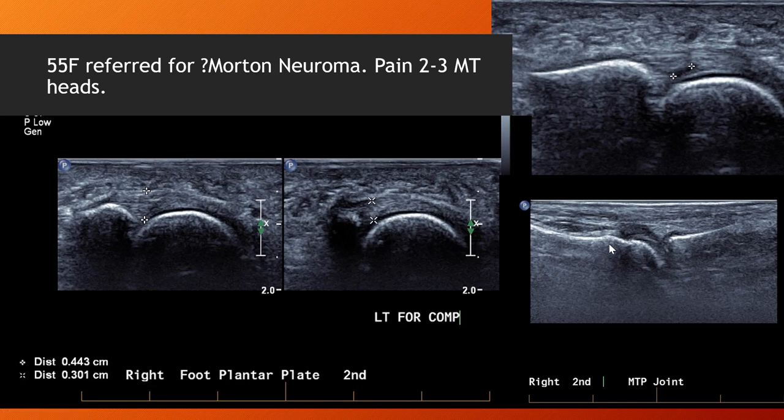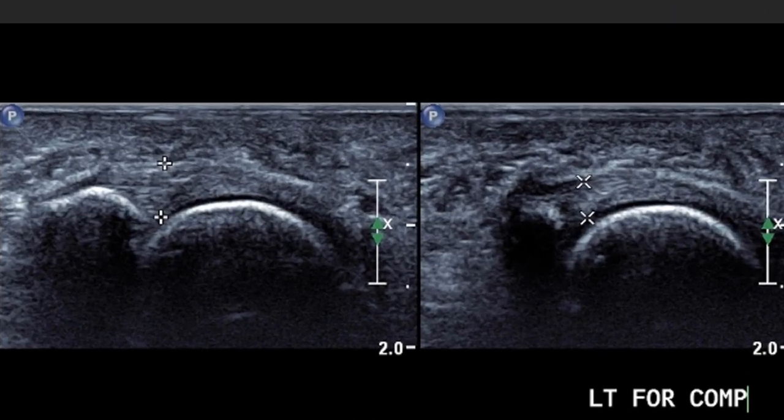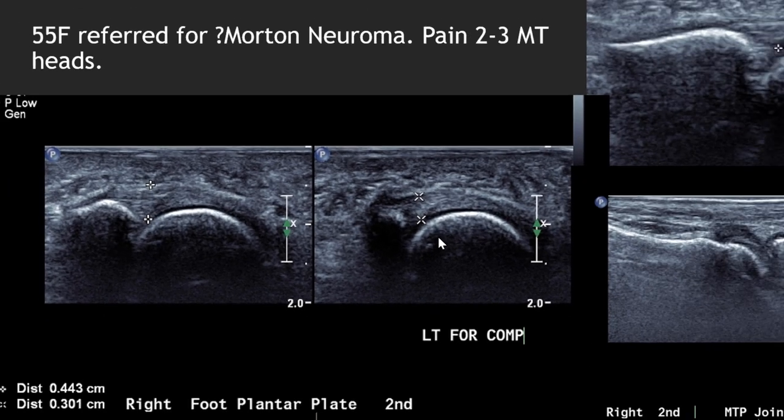So commonly the symptoms of plantar plate disruption and Morton's neuroma will overlap. In this case, a 55-year-old female was referred for the question of whether there was a Morton's neuroma with pain at the second and third metatarsal heads. So using a plantar approach and a sagittal image here with a linear 17 or 18 megahertz probe, there were these comparative images obtained. So you can see this was the right foot and the left foot in the region of interest, and the plantar plates did appear grossly intact.